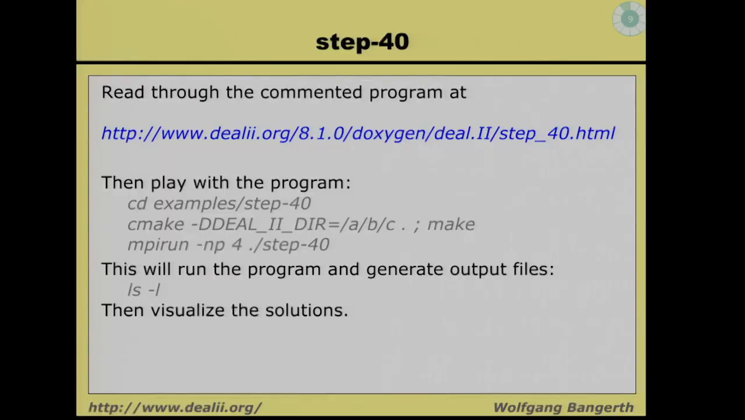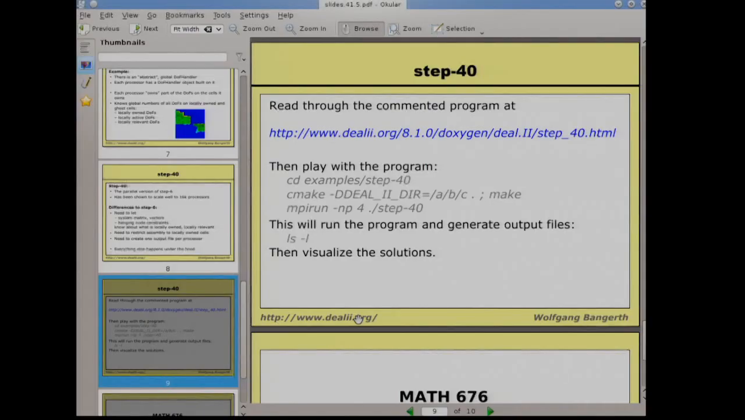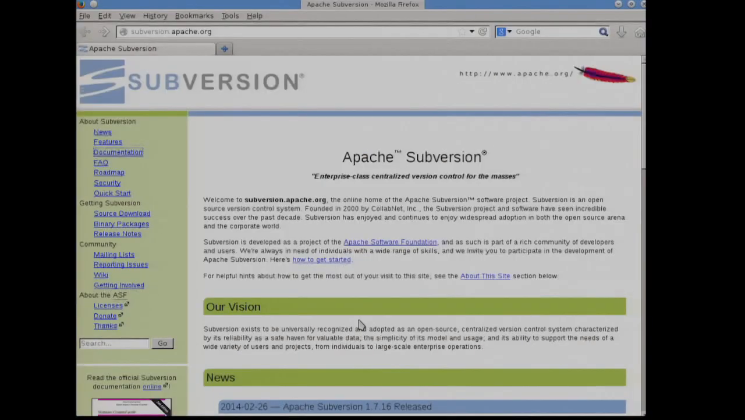So with this, let me jump to the program. You can find the program in the usual location. You go to deal.II, you select the version, and so on and so forth, step 40.html. You can also go through all of the menus on the website, of course. We can run it as always. We go to the examples directory, we call CMake, we run it, and then we're going to look at the output.